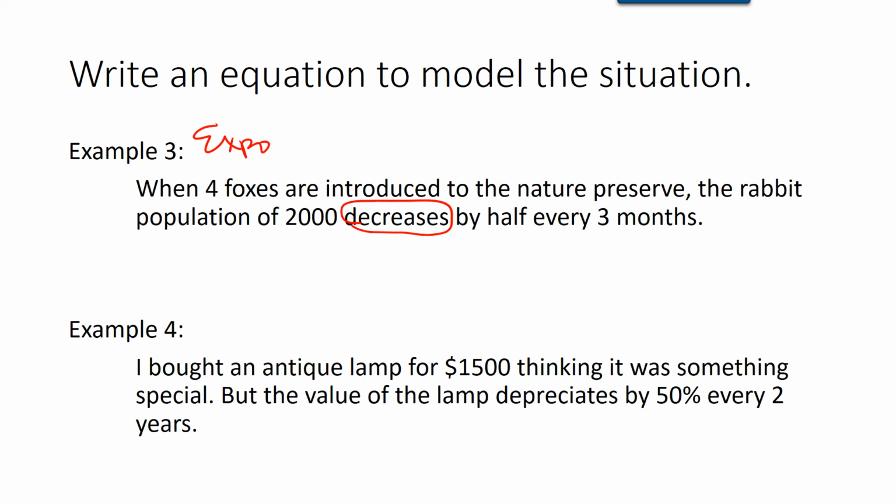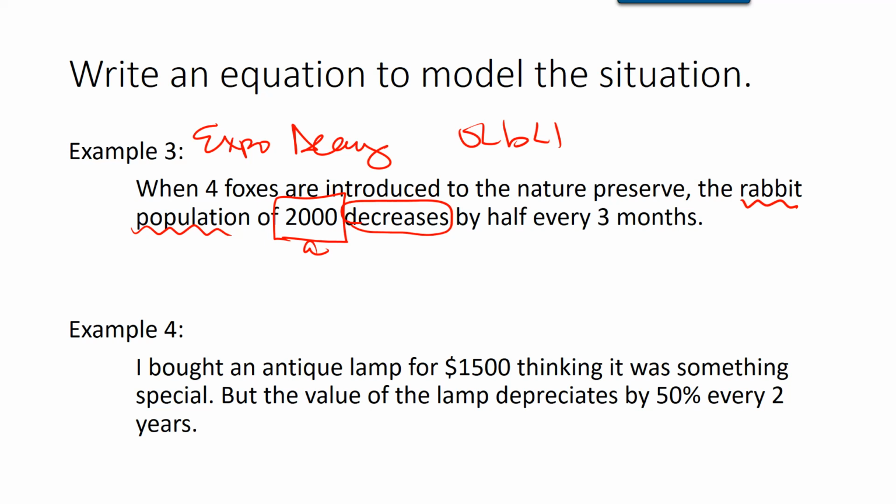That tells us that this is going to be exponential decay, which means that b value needs to be between 0 and 1. Okay, so let's read through it a second time and find the a and the b so that we can write our equation. When 4 foxes are introduced to the nature preserve, the rabbit population of 2,000 decreases by half every 3 months. Well, decreases is talking about our rabbit population, and the starting rabbit population is 2,000. So that's our A. 4 foxes, it's a nice number, okay, but we're not talking about the fox population here. We're talking about the rabbit population decreasing. So that's why we're picking 2,000.